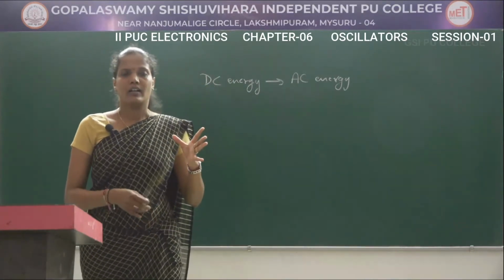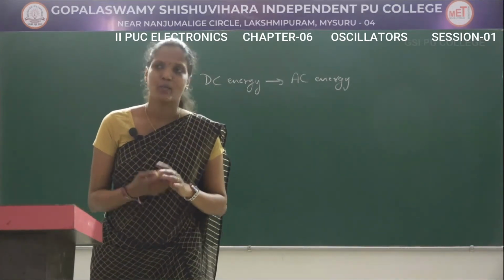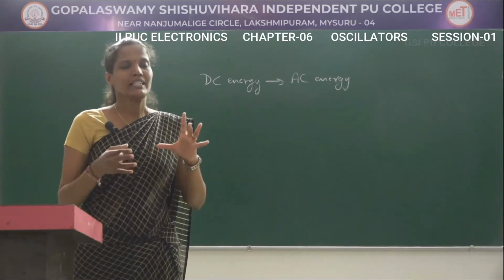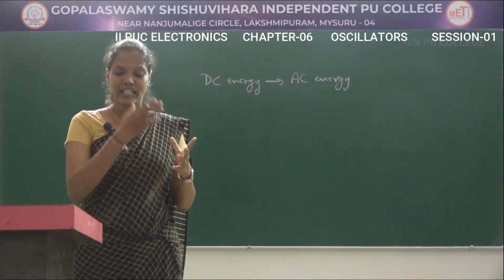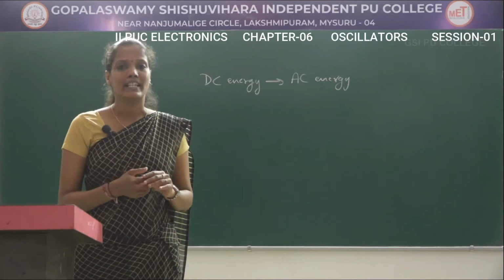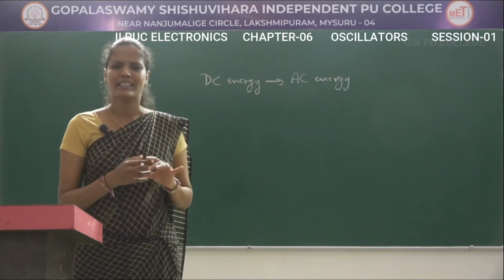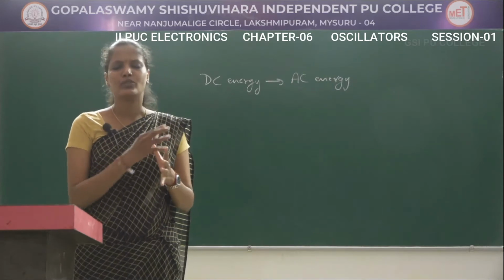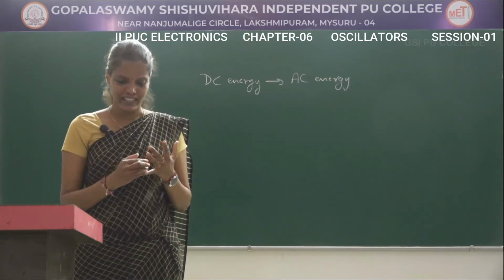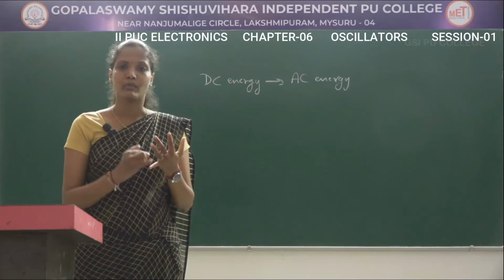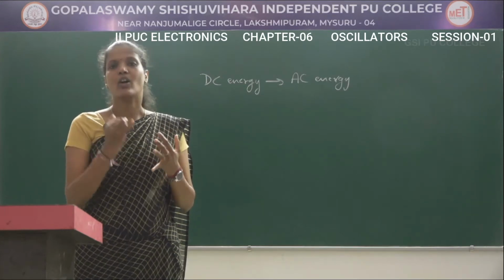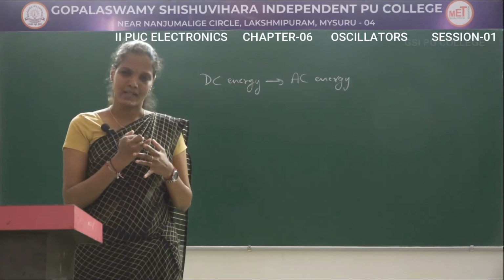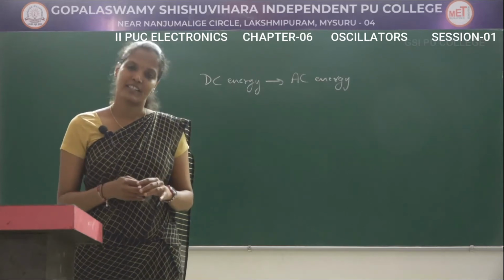So, depending upon the application we are using it for, we can generate an AC signal of desired frequency with one single circuit, which is called an oscillator. And these oscillators are used in almost all electronic devices, whether a simple mobile phone, a television, a radio, a computer, or any other electronic circuit.